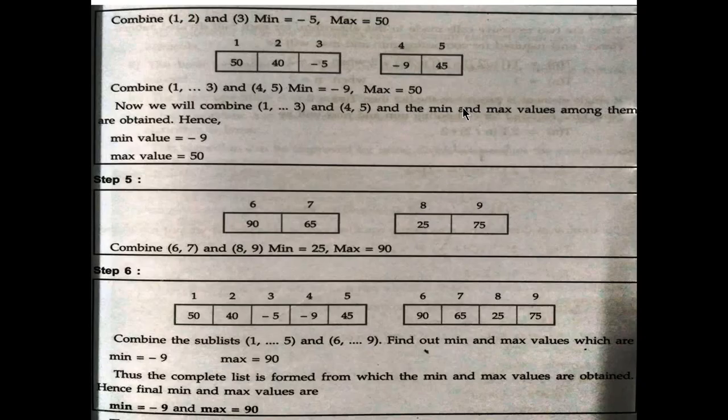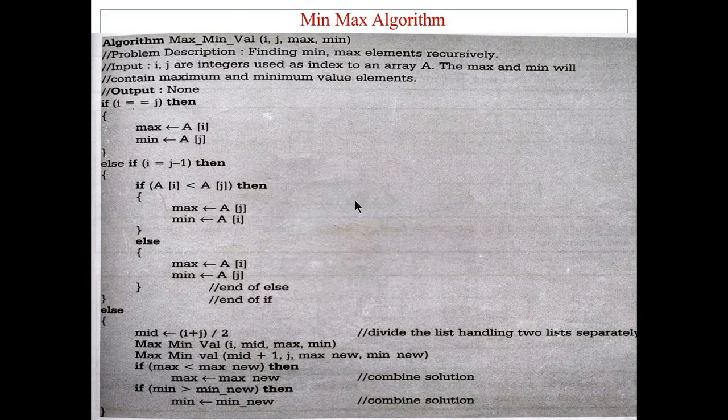In the final case, we will merge these two sublists again and make our final solution. After merging these two sublists, we can find that our minimum number is minus 9 and maximum number is 90. So this is the working of the min-max algorithm. Okay, so now we can learn the algorithm.